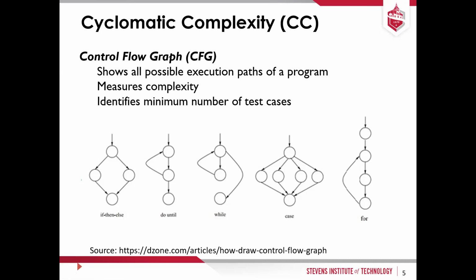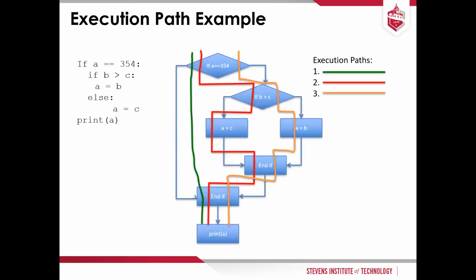So why do I need to understand different control flow graphs? That helps me to understand the complexity of the function that I want to look at. Imagine we are working on this simple code. If A equals 354, and if B greater than C, A and B are equal, else A and C are equal, and give me the A. Right? If I'm going to look at the flow chart of the control flow, how do I look at it?